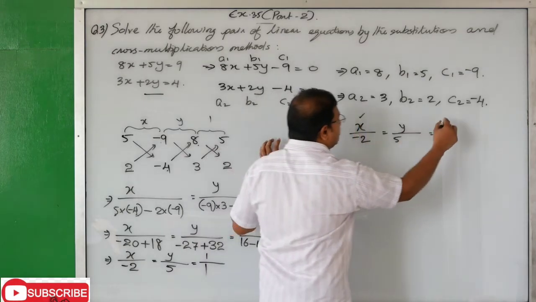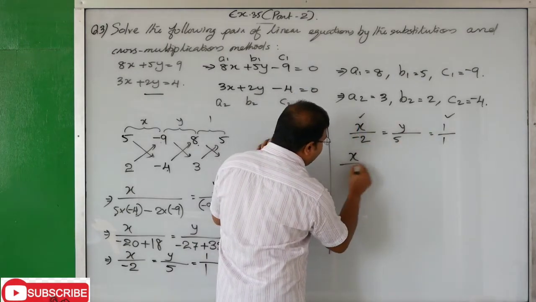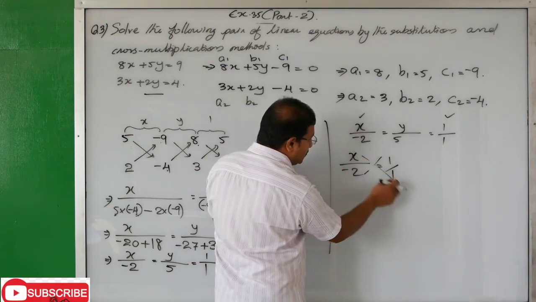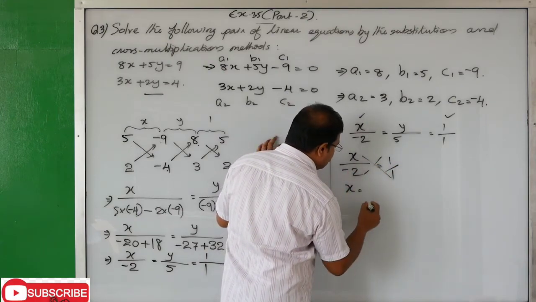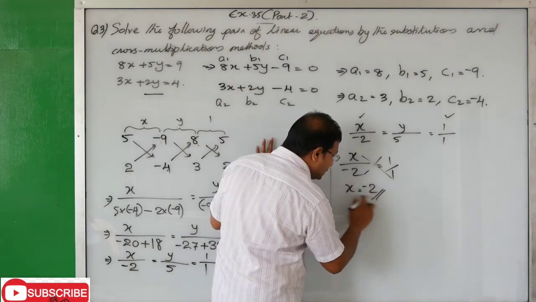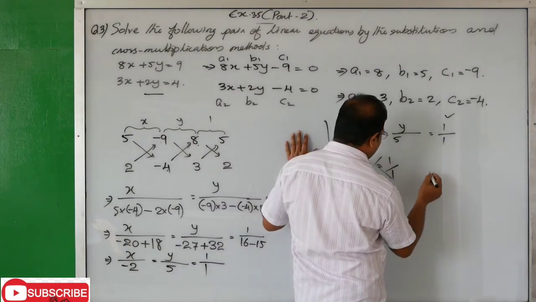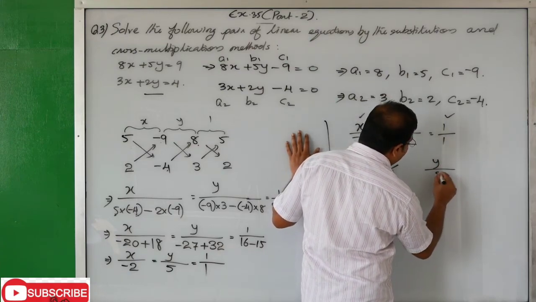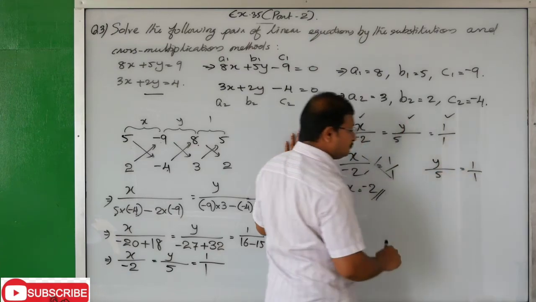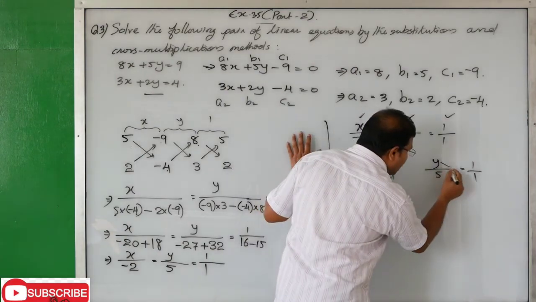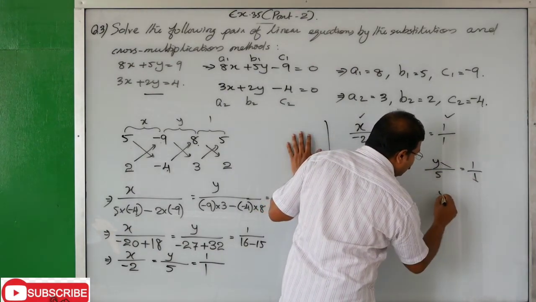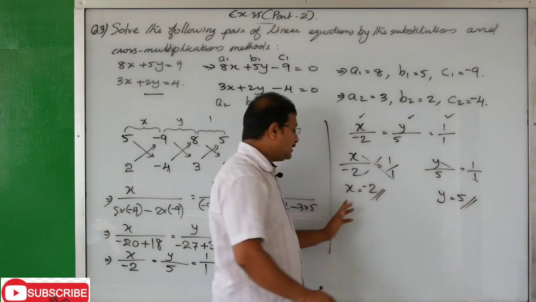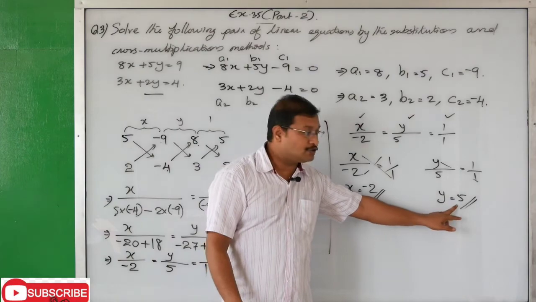Now first term and the last term we'll take. That means x by minus 2 equals 1 by 1. Let's cross multiply. x into 1, x equals 1 into minus 2, minus 2. The value of x is minus 2. Now we'll take second and last. That means y by 5 equals 1 by 1. Ready? That means cross multiplying. y into 1, y equals 5 into 1, 5. So we got x equals minus 2, y equals 5.